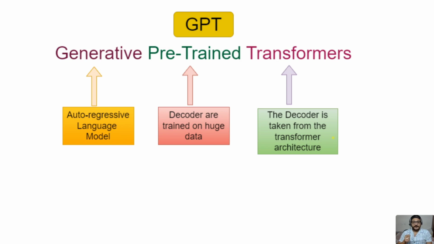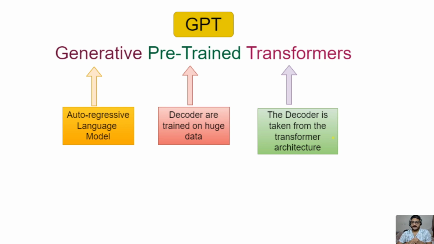The second term here is pre-trained. As the name itself says, this is already previously trained, with a lot of data sets, millions or billions of data sets. That's why whatever prompt or input we are giving, it gives us an output as a response back, because it's already trained with a lot of parameters.